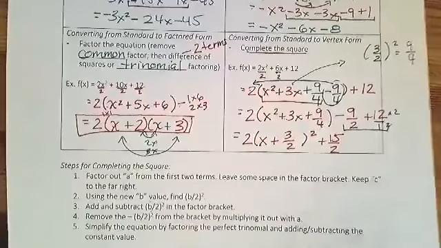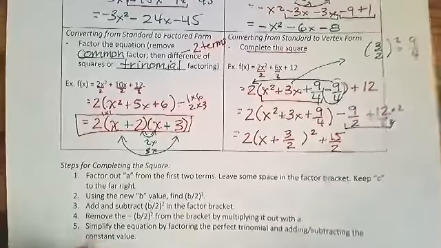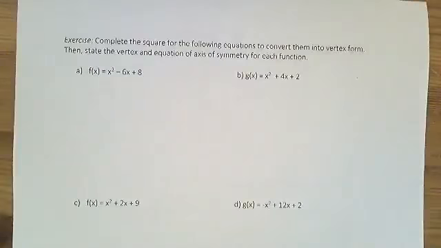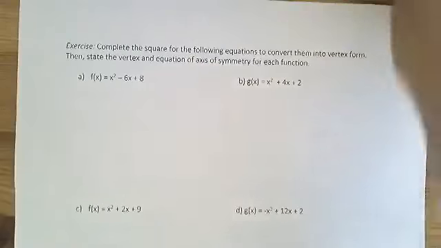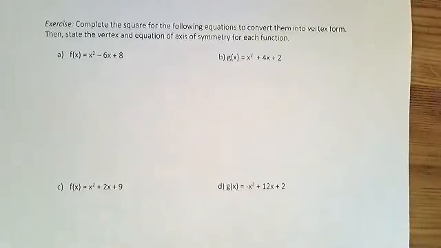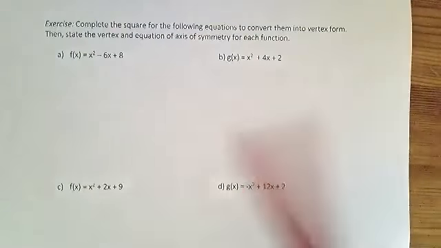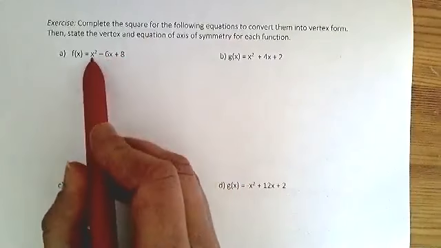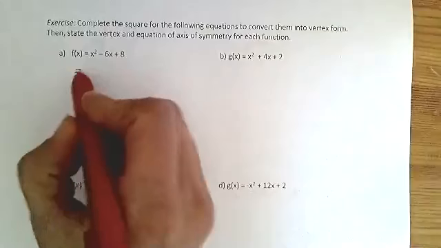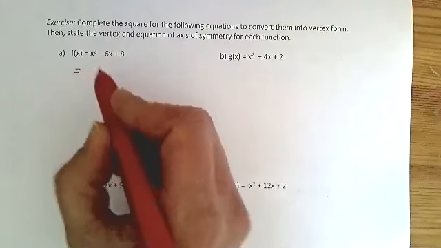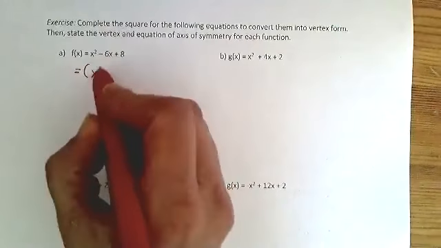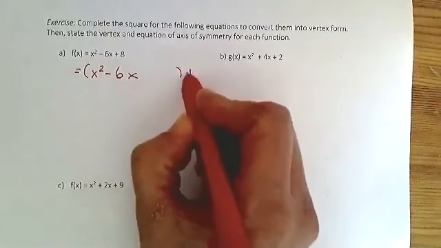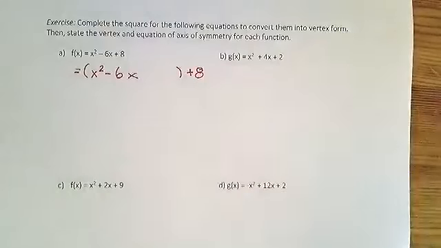Now let's just try some extra practice using those steps. On the back of the page here, we have some examples to go through. So remember, the first thing we do is we're going to factor out the a. In this case, the a is just 1, but we're still going to do the other part of that step where, even though we're not factoring out a number, we're still going to create our factor bracket and put the c value at the end.